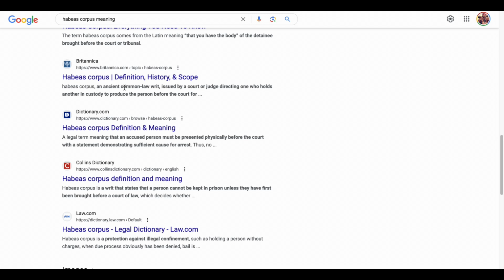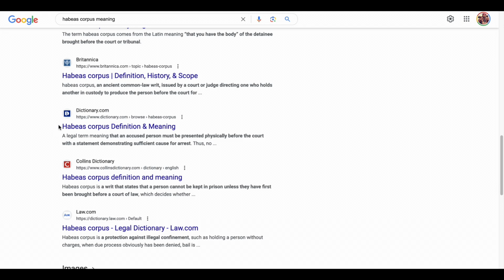Okay, in ancient common law, a writ issued by a court or judge directing one who holds another in custody to produce the person before the court. I ain't no need to keep clicking on that, but you see, you get the idea. This is Latin. Y'all know that this is Latin. Most of you that actually study this stuff, you know that this is Latin. So that's what it means.